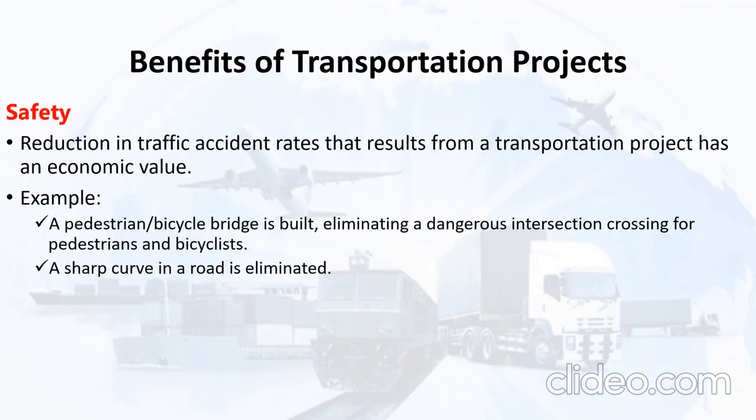Safety: reduction in traffic accident rates that result from a transportation project has an economic value. Example, a pedestrian bicycle bridge is built, eliminating a dangerous intersection crossing for pedestrians and bicyclists. A sharp curve in a road is eliminated.